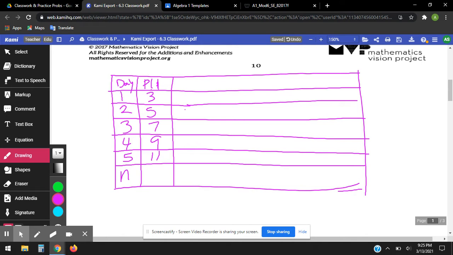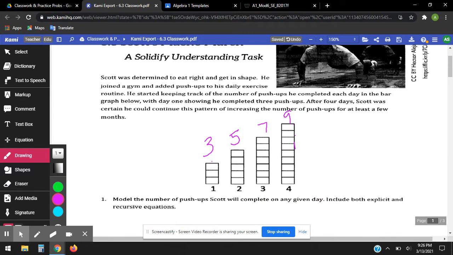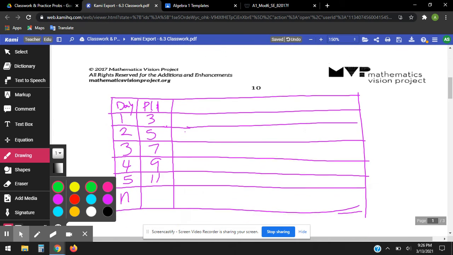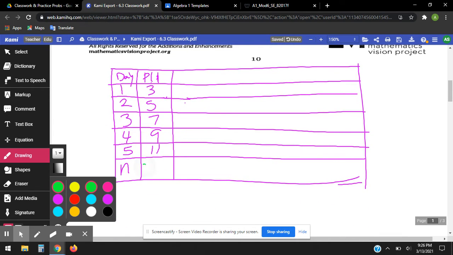So on day N, what are we noticing? Well, it's a +2 each time, right? So it must be linear. So I'm going to put up here, he starts with 3, and then he adds 2, but it's after the first term for his equation there.